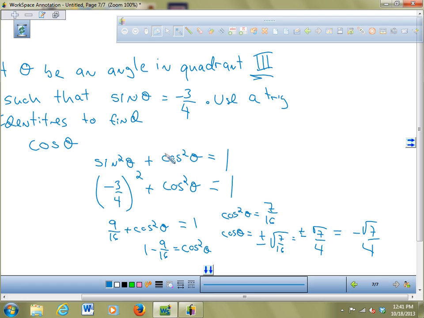Follow that? Okay, so that's a lot of work. Wait, why cosine, not sine? Because that's what the question asks, to find cosine of theta. Oh, right. Okay, so use that.